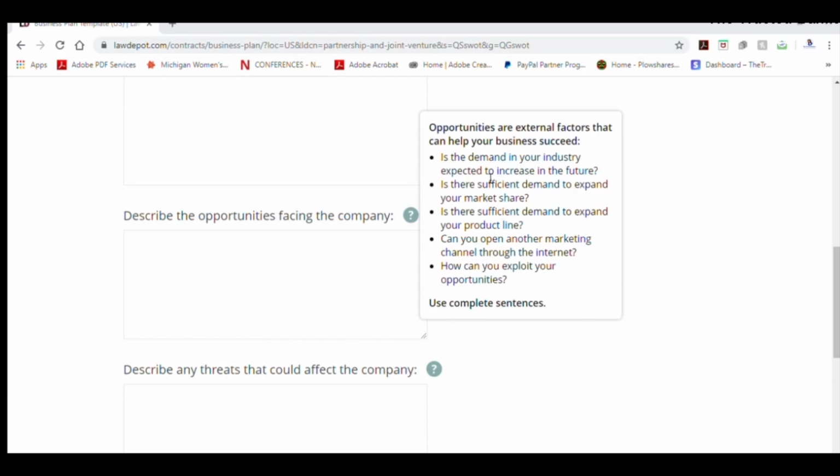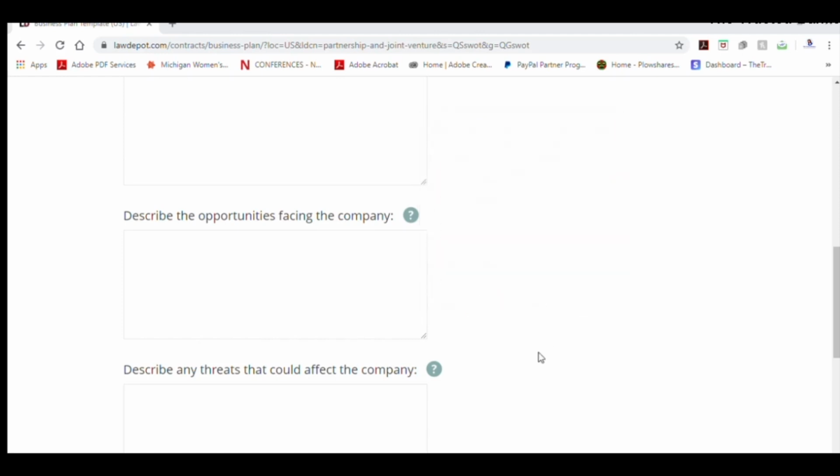So some of the opportunities: the demand in your industry is expected to increase, which is great. There's sufficient demand to expand your market share. There's sufficient demand to expand your product line. How can you exploit your opportunities? You can definitely list how you can grow your opportunities and exploit them. And you can definitely talk about opening another marketing channel through social media marketing or through the internet. So you definitely want to talk about all that.